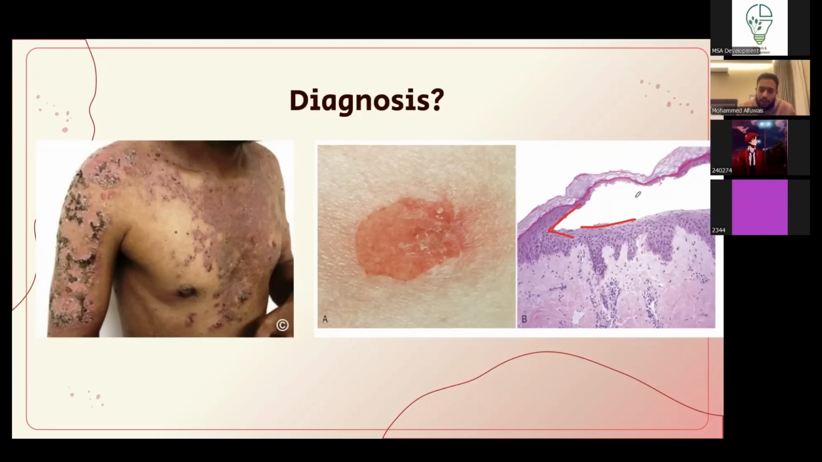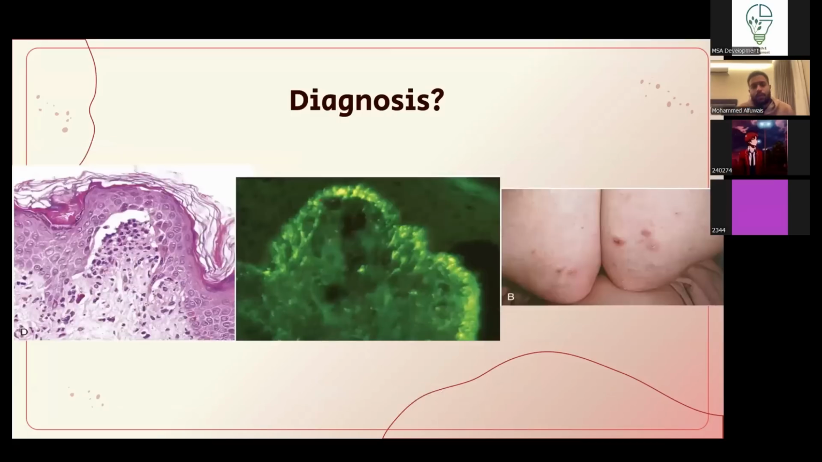Now you'll see also acantholysis. Okay, and you will see acantholytic cells, but not on this image itself, but you will see it. And when you do immunofluorescence, you'll see fishnet, but usually subcorneal. Okay, this is pemphigus foliaceus.